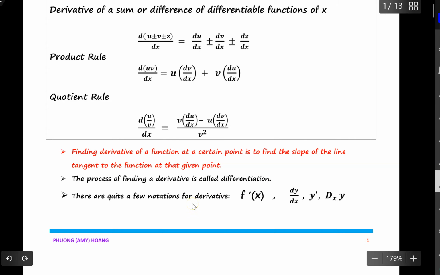There are quite a few notations for finding derivatives. You can present your derivative by f prime of x, dy over dx, y prime, or the derivative of y as a function of x. The notation that I will use throughout the entire unit is dy over dx. Because if you think about this notation, dy over dx represents the difference of y over the difference of x. So the change in y divided by the change in x represents the slope.